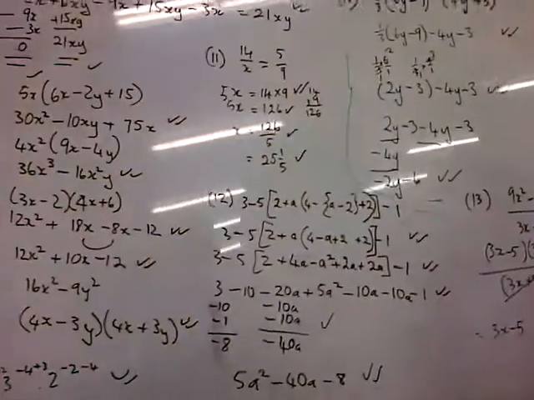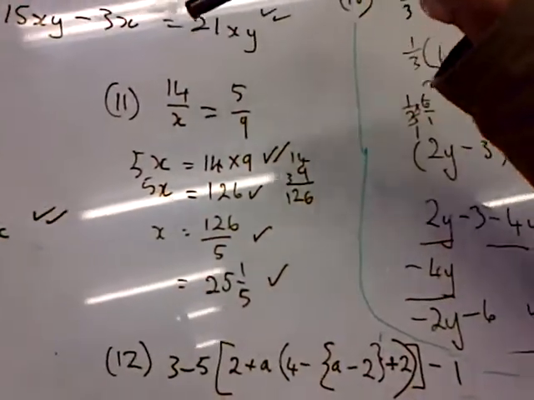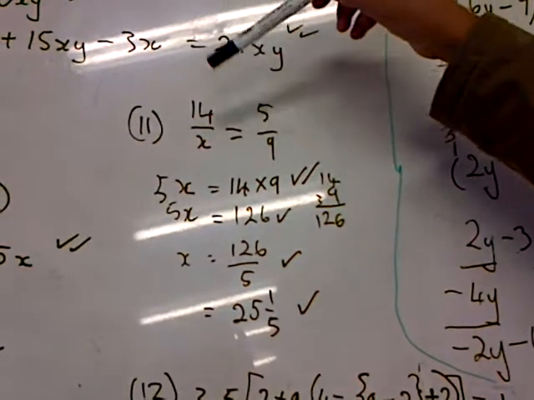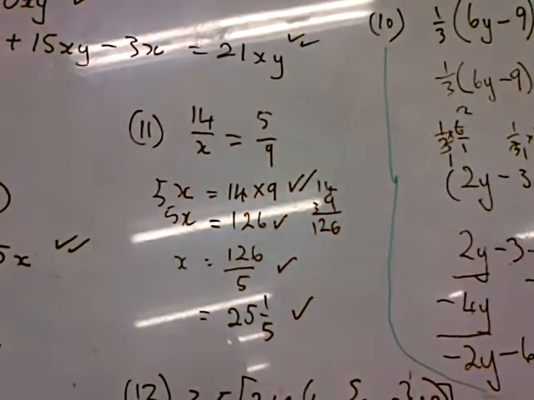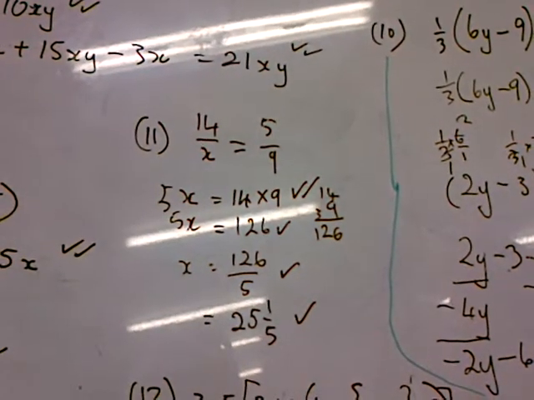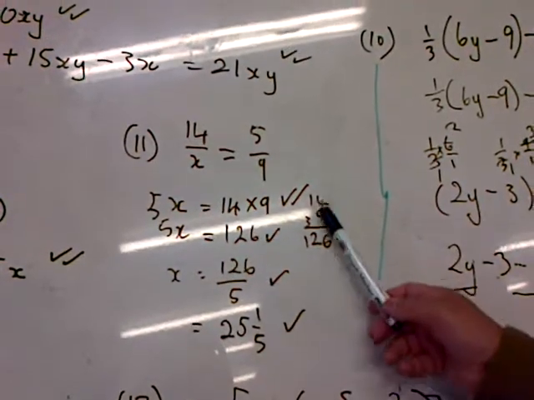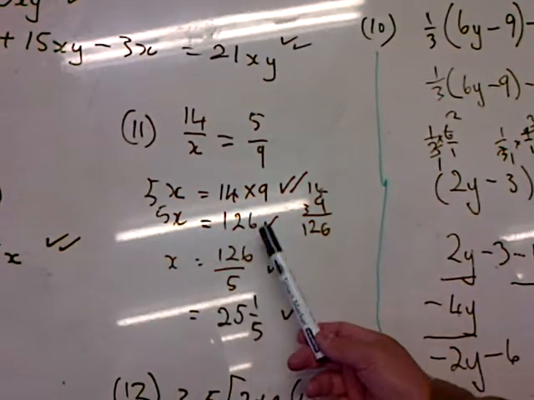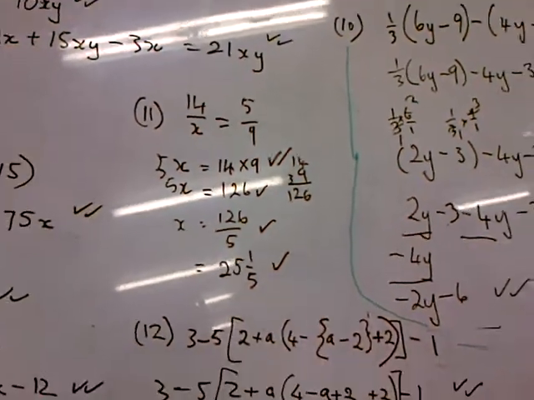Number 11, where are we here? They ask you to solve for x, right? Here you have, you cross multiply if you see something like that. You see fractions, you always cross multiply. So it's 5x is equal to 14 times 9. That's 126. X is equal to what's on the other side divided by what was next to x. That answer is 25 and 1/5.